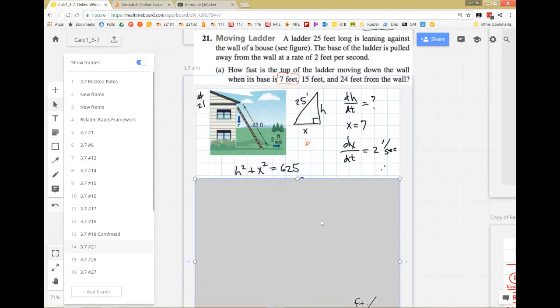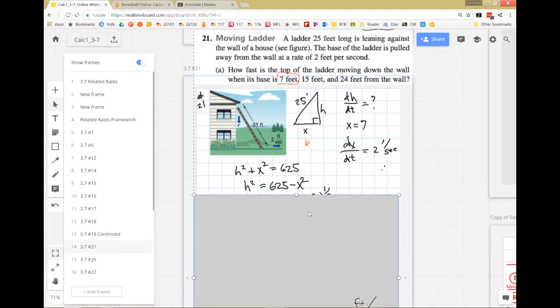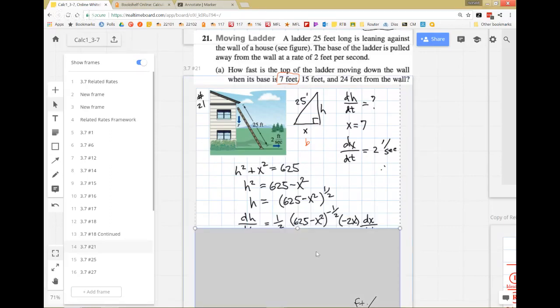Of course, how do you relate the variables h and x? It's in a right triangle, so we use the Pythagorean theorem. H squared plus x squared equals 25 squared. 25 squared is 625. I solved for h. I didn't have to, but I did. And then I decided to take the square root, and I wrote it so it's ready for calculus. So I could have differentiated it like it was right here. I don't know why I did that, but I did.